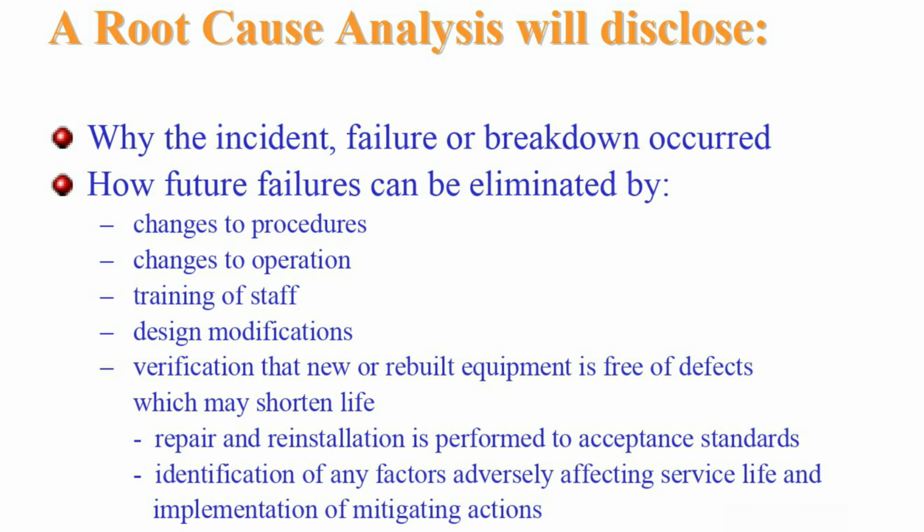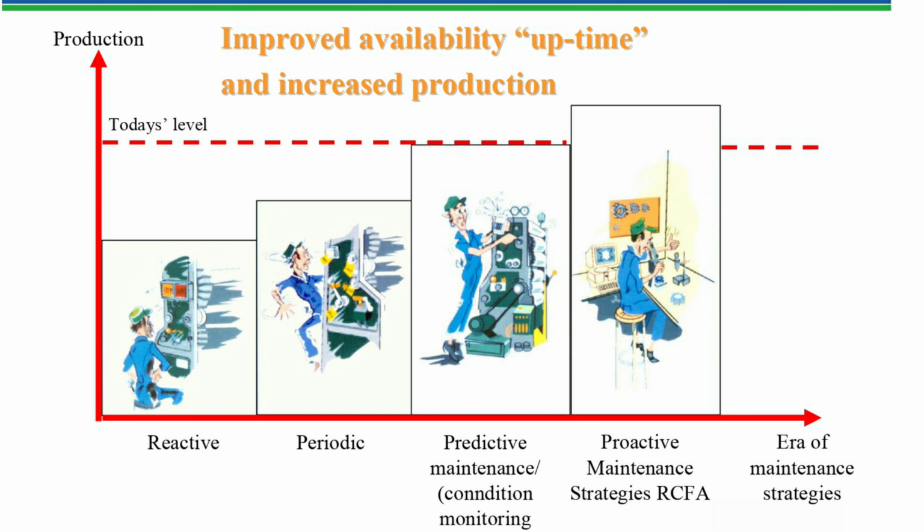A root cause analysis will disclose why the incident, failure, or breakdown occurred, and how future failures can be eliminated by changes to procedures, changes to operation, training of staff, design modifications, verification that new or rebuilt equipment is free of defects which may shorten life, repair and reinstallation performed to acceptance standards, identification of any factors adversely affecting service life and implementation of mitigating actions, improved availability, uptime and increased production.